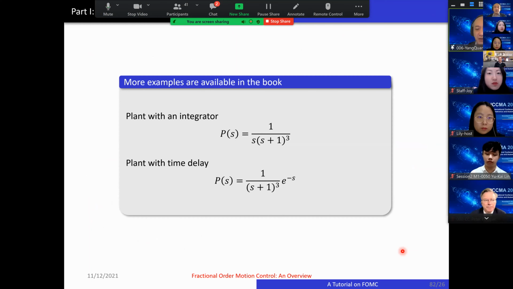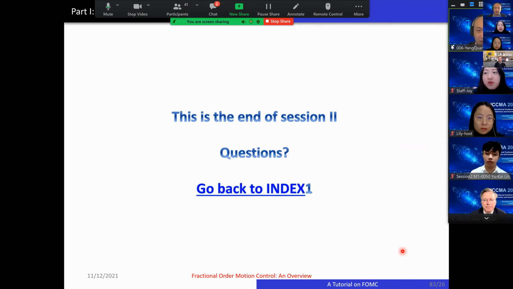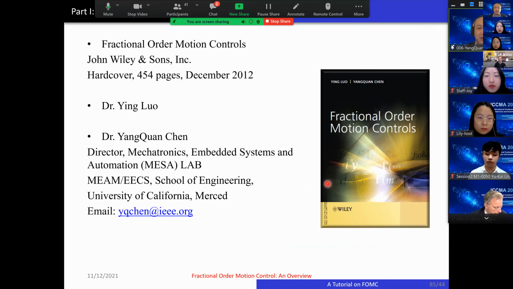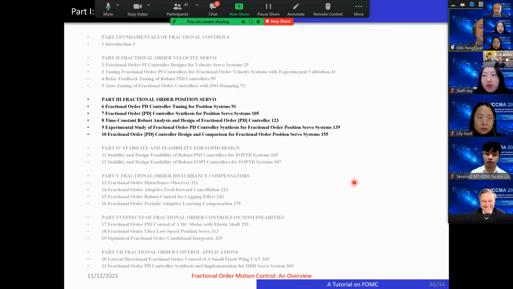So I'm going to finish here. I can continue for another few hours, but we're running out of time. I just gave you an overview and a taste of fractional order control in motion systems. The basic message is you can do better than the best under a fair comparison. With that, I want to stop here so we can have some time for questions and answers. Okay, thank you.